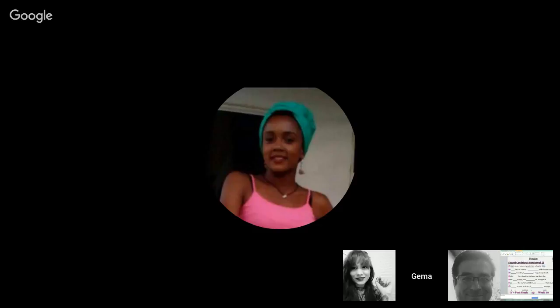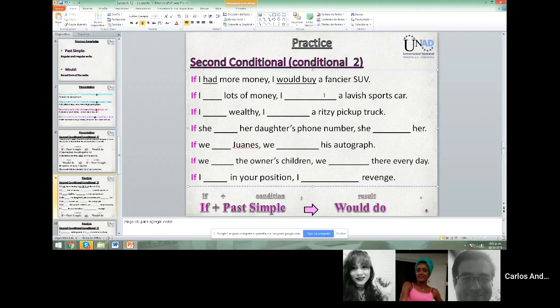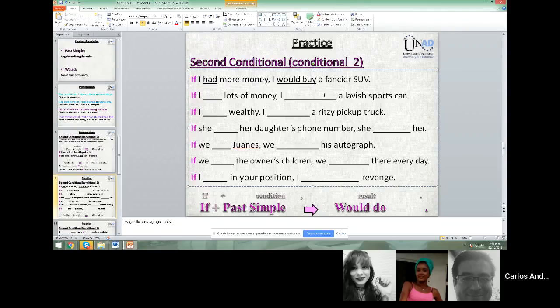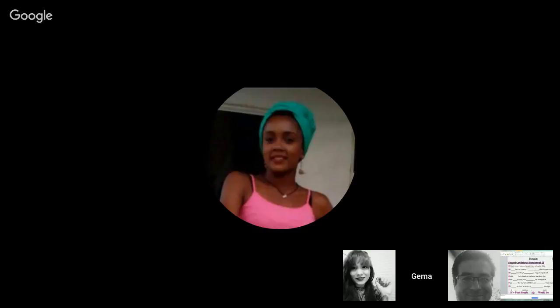If I have more money, I will buy a fancier SUV. Okay, repeat after me. If I had more money, I would buy a fancier SUV. I would buy a fancier SUV.